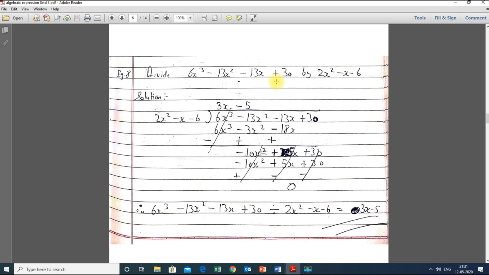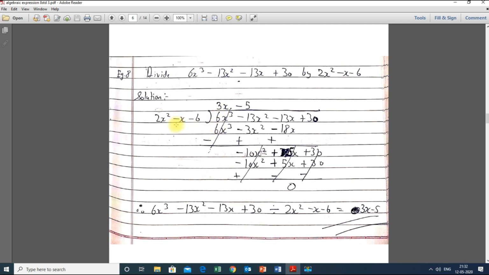So over here, what you can do is, 2x square minus x minus 6 will come outside and 6x cube minus 13x square minus 13x plus 30 will come inside. I will try to bring the first term as it is. What I will multiply with 2 to get 6? That is 3, so 3 into 2 is 6. What I will multiply with x square to get x cube? x square into x is x cube. So 3x will come over here, 3 twos are 6 and 6x cube. Hope you understood this particular part.